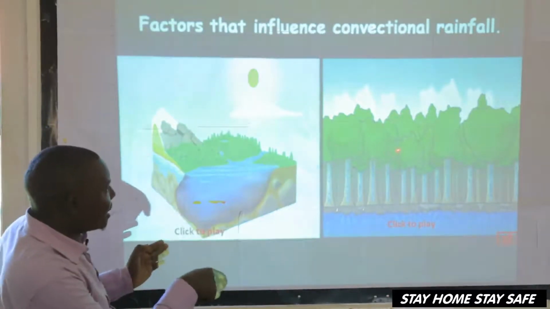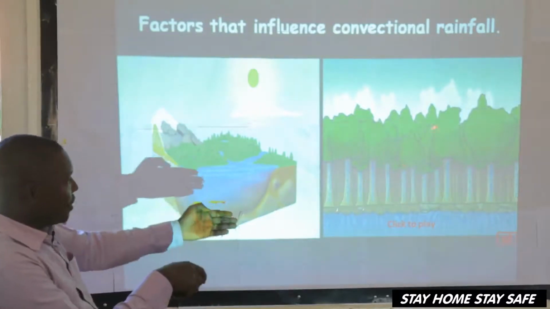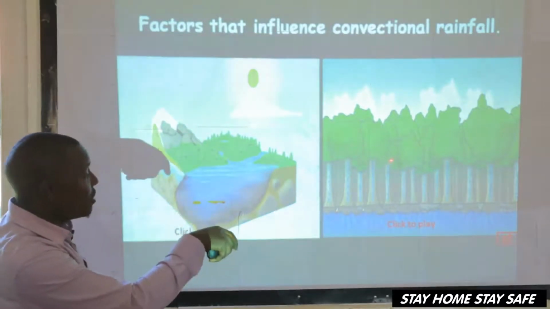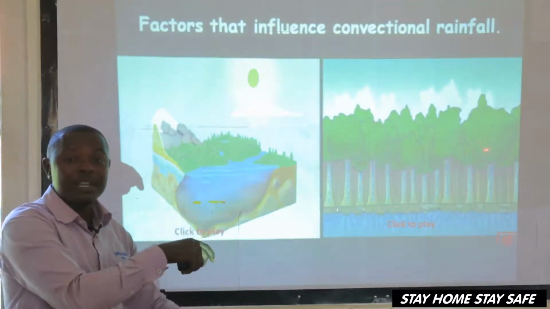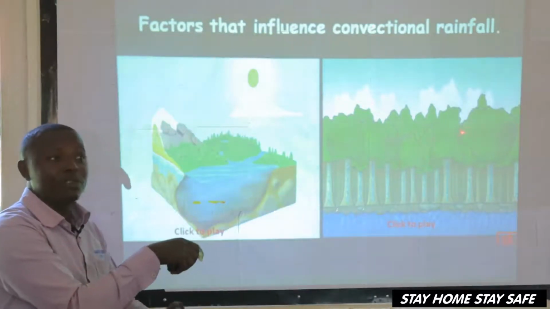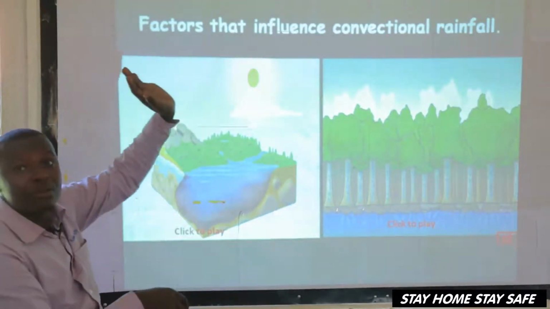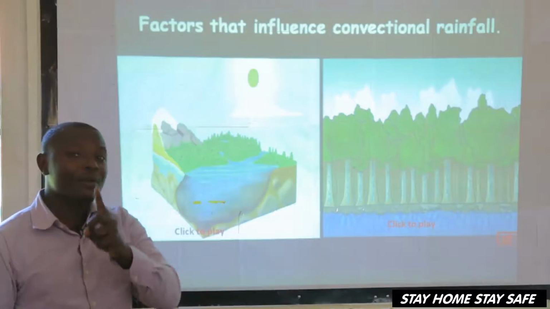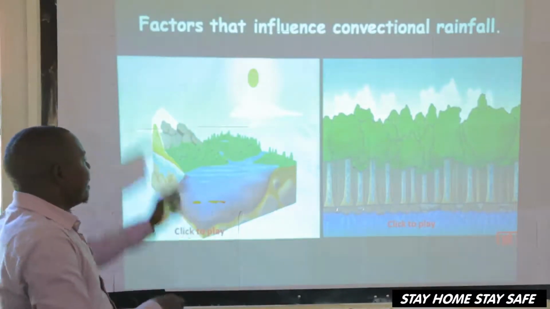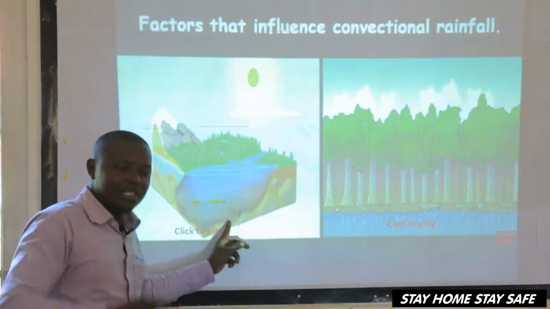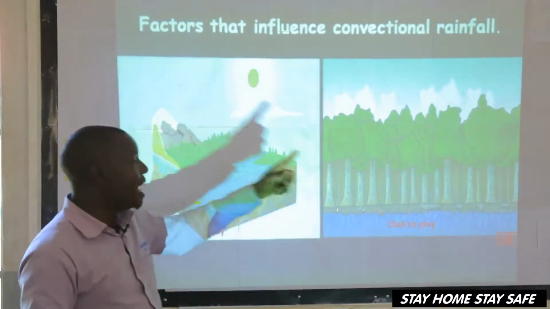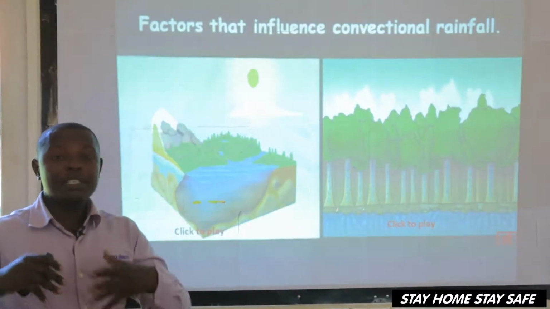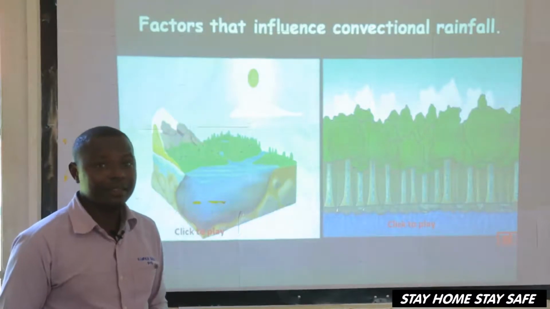And here also we look at the forest. When the sun hits the forest or trees, evapotranspiration, or transpiration, will take place. Then the warm air will rise up to condense and form convectional rainfall. Therefore, what I want you to mark is that places near water bodies receive convectional rainfall, as well as places near forests. Are we together? I know we are together.